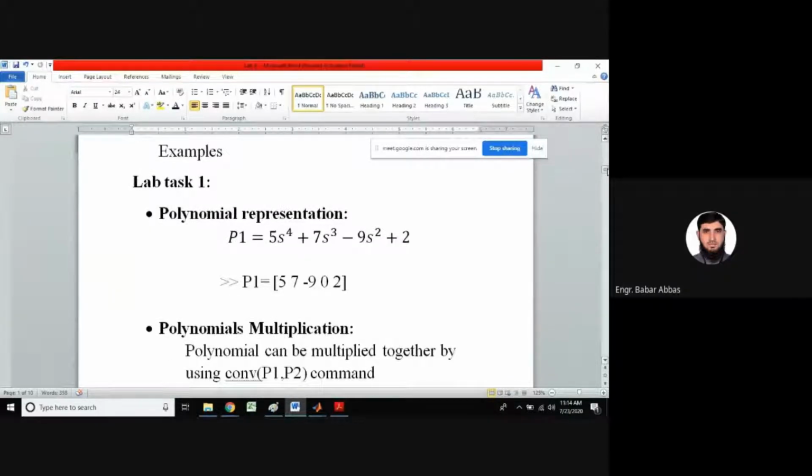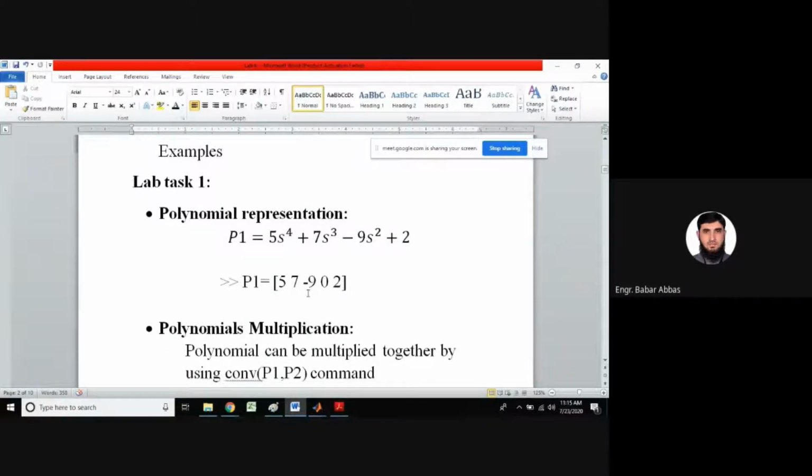Okay, lab task 1, polynomial representation. We are having a polynomial P1 that is equal to 5s to power 4 plus 7s cubed minus 9s squared plus 2. So polynomial in MATLAB can be represented by writing just the coefficient in the square brackets.